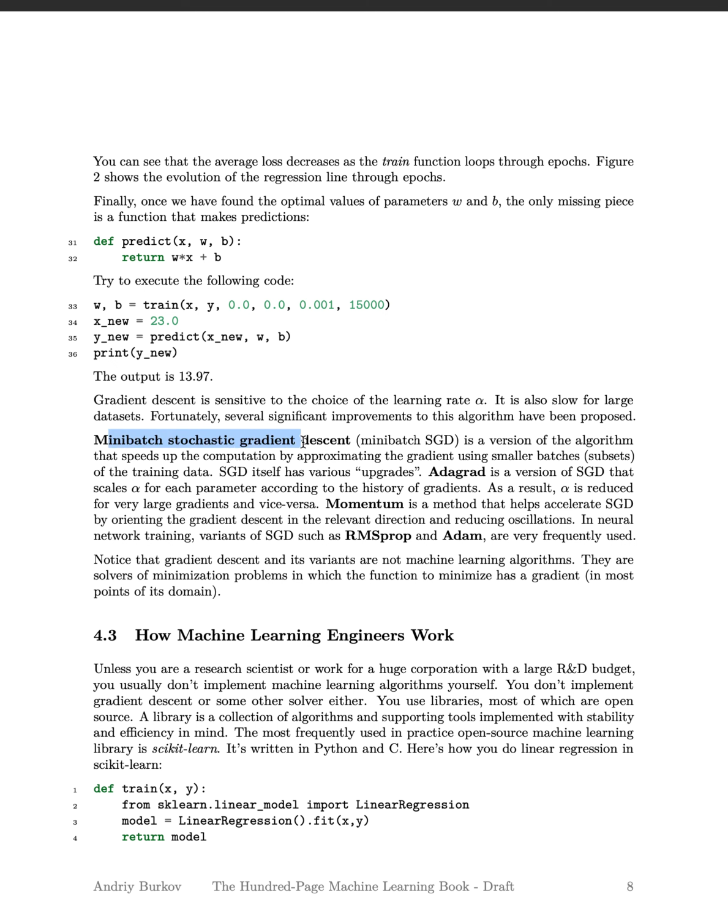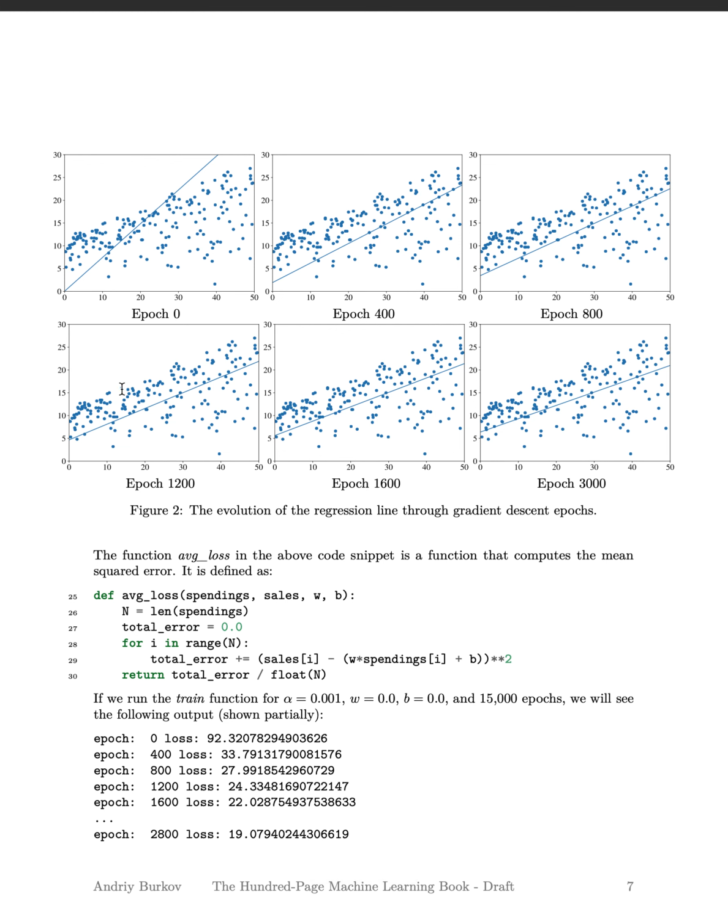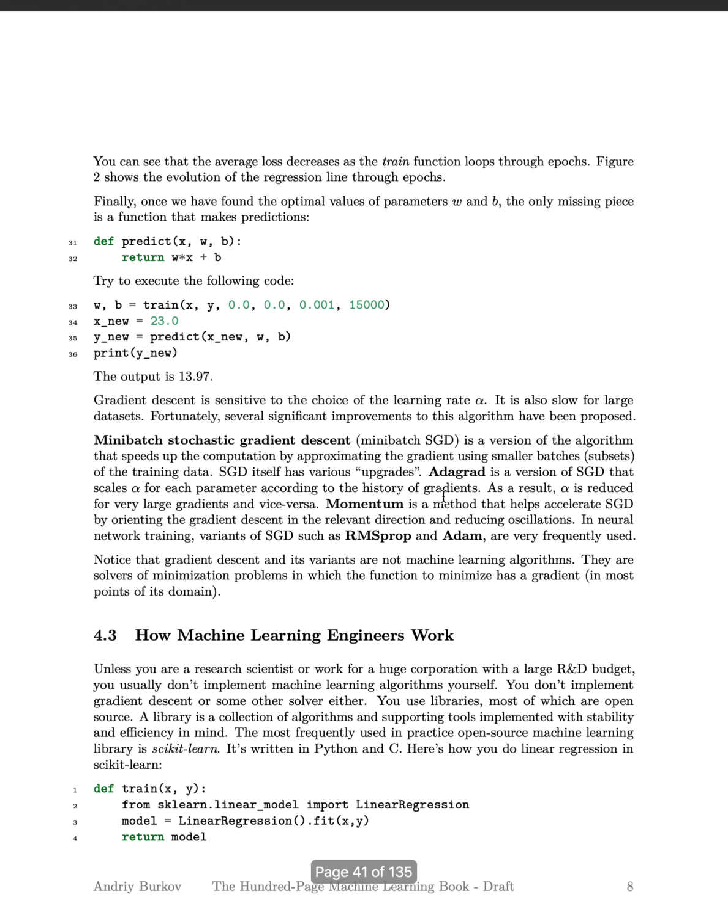First is mini batch stochastic gradient descent, or mini batch SGD, right? This speeds up the computation by simply using smaller batches of the data. So it doesn't take the whole data, it takes some amount of the data, small batches, and runs gradient descent on that to reach the perfect weights and bias, right?